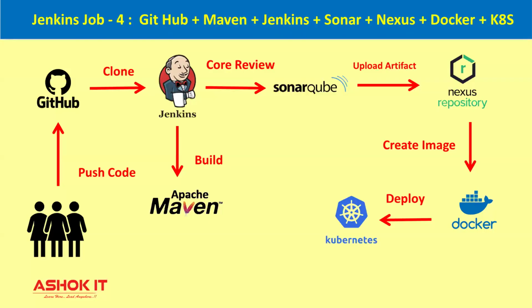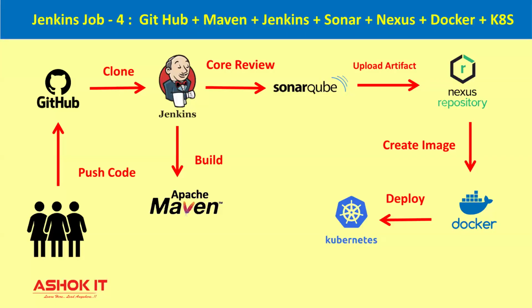Developers will write the code and push the code into the Git repository. Then the Jenkins pipeline will be available. When we run the Jenkins pipeline, it has to take the code from the Git repository and communicate with Maven to build the project, that means it will compile the project and package the project by using Maven. Then the code review will happen by using Sonar. Then the Nexus artifact will be uploaded. Then the Docker image will be created. Then finally the deployment will happen in the Kubernetes cluster.